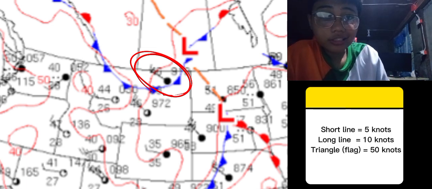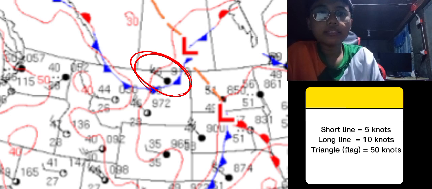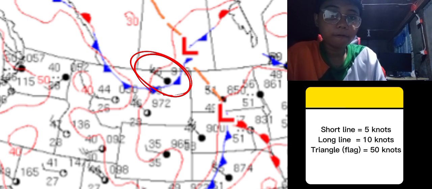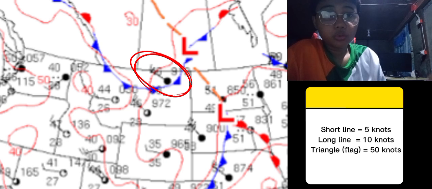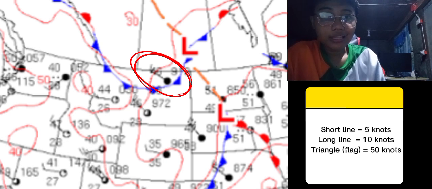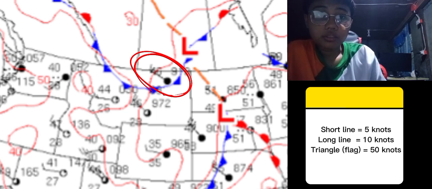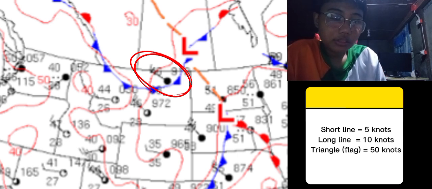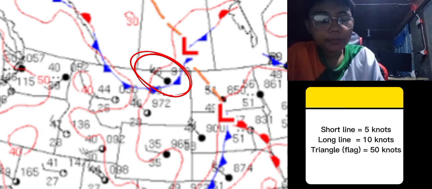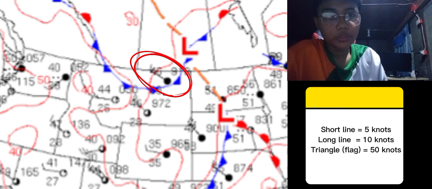A short feather indicates 5 knots or 9 km per hour of wind. A long feather indicates 10 knots or 18 km per hour of wind. A triangle indicates 50 knots or 90 km per hour of wind.